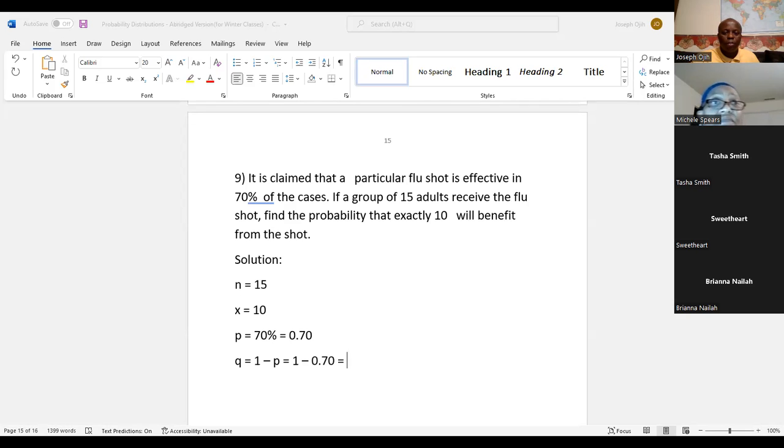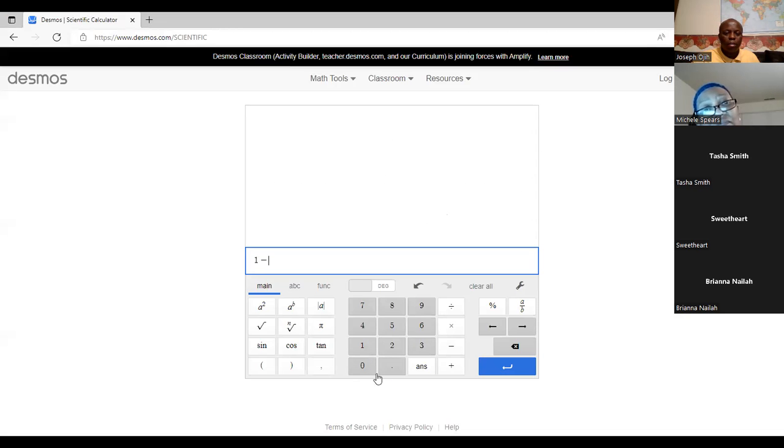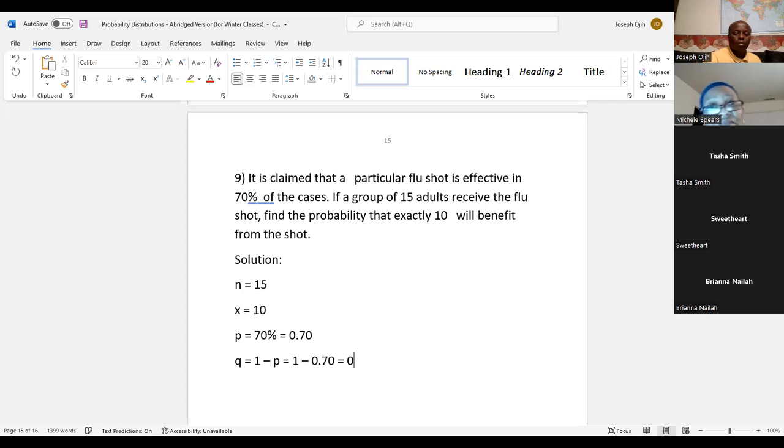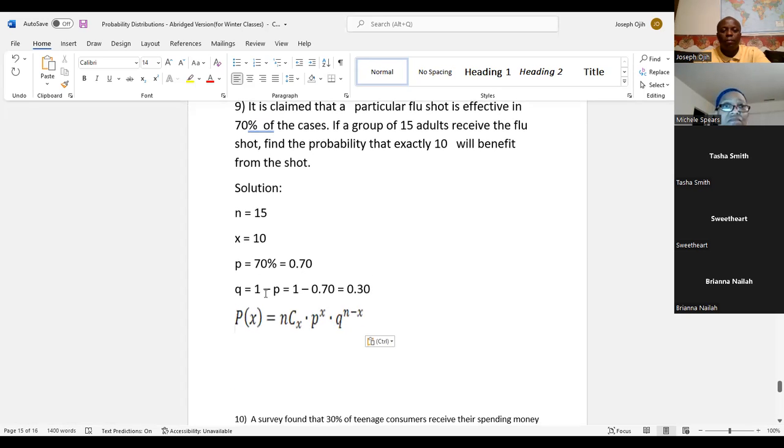Right. So I have 1 minus 0.70 equals 0.30, so Q is 0.3. Now you're looking for the probability that exactly 10, so our X is 10. So the formula we use is this. That's the same formula. Anywhere you see X, you put 10. Anywhere you see N, you put 15. Anywhere you see P, put 0.7, and Q, 0.3.